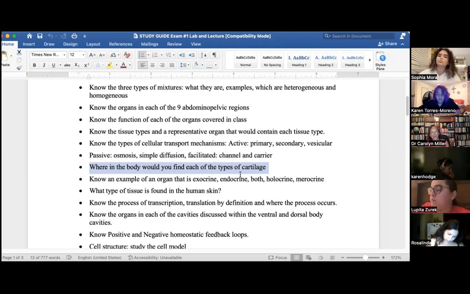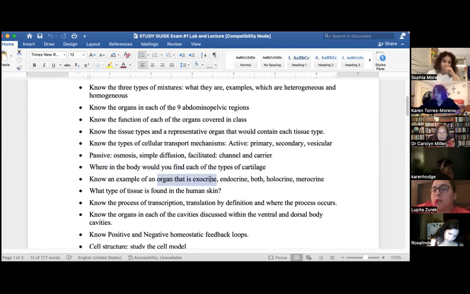I mentioned adipose, that one will be on the exam. It's a type of connective tissue, cushioning. Then we have connective tissue proper. We have bone and blood, which are also connective tissues, and then the 3 types of muscle.